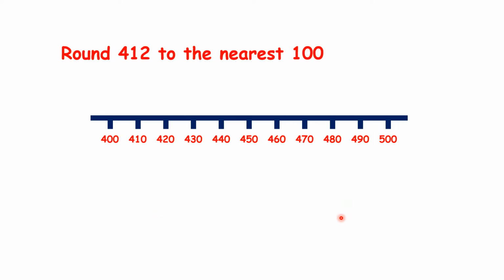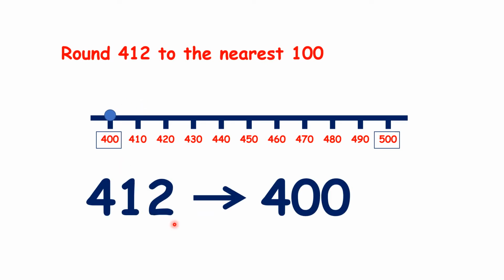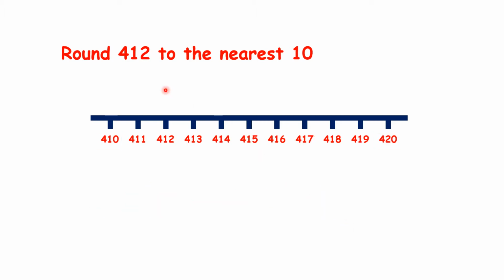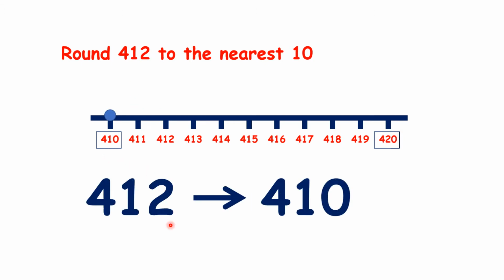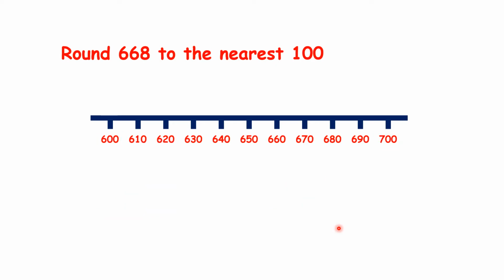Round 412 to the nearest 100. 412 rounds to 400 to the nearest 100. Now round 412 to the nearest 10. 412 to the nearest 10 is 410.